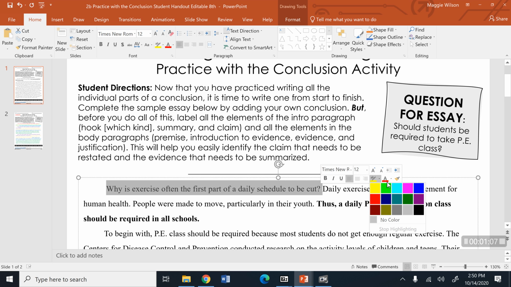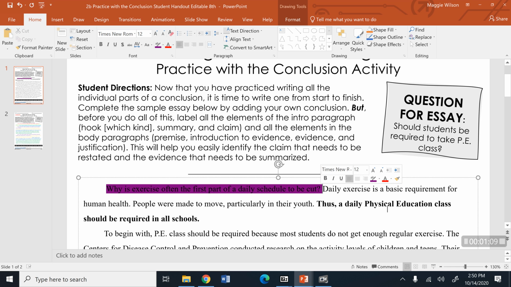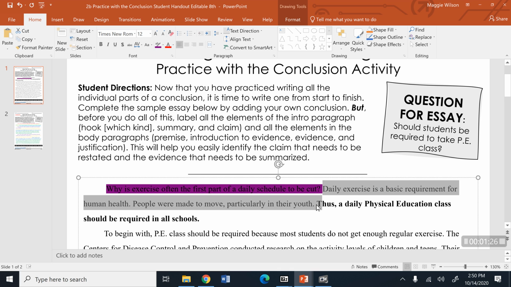The next part that I want to highlight is the summary. The summary is basically giving a little bit of what the argument is going to be about, some little background information, some history, so that the reader can understand what you're going to be writing about. An easy way to identify the summary is to know that it starts right after the hook and it ends right before the claim. So I'm going to go ahead and I'm going to highlight everything that's after the hook and before the claim, and I'm going to highlight that pink.